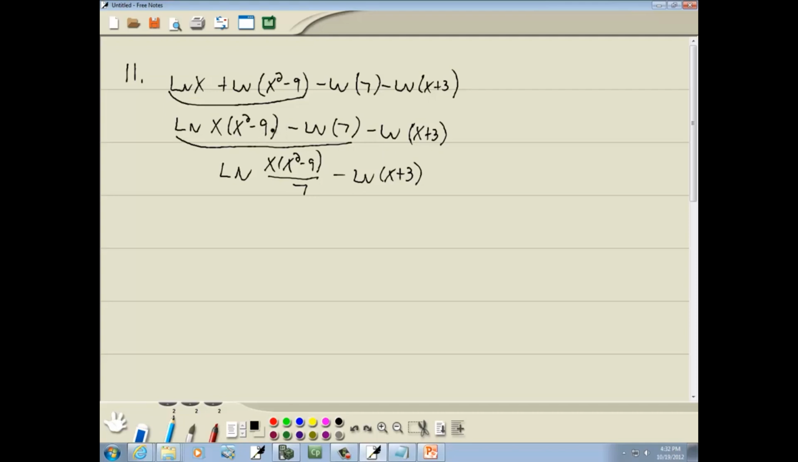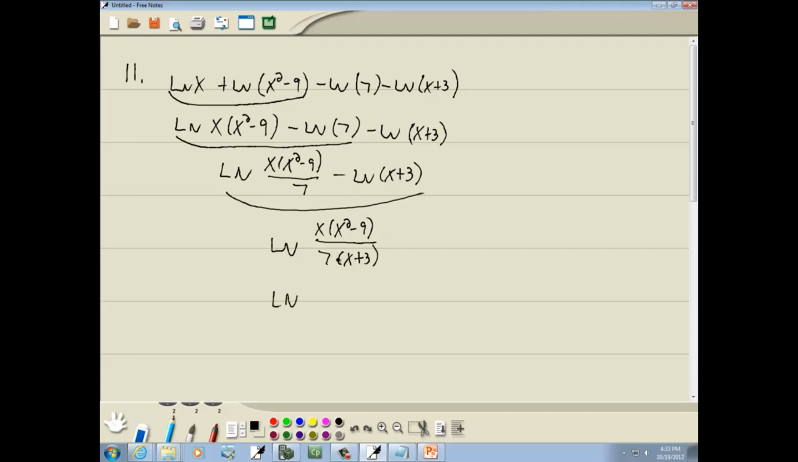Now let's think about how we did this division. We put the x times x squared minus 9 up on top, and we put the 7 down below. So what followed the minus went down in our denominator. Keep that in mind. Now we have log of something minus log of something. Well, subtraction becomes division. So I got x times x squared minus 9 over 7 times x plus 3. Here we put the 7 in the denominator. Here we put the x plus 3 in the denominator. So whatever follows your minus always just goes in your denominator.